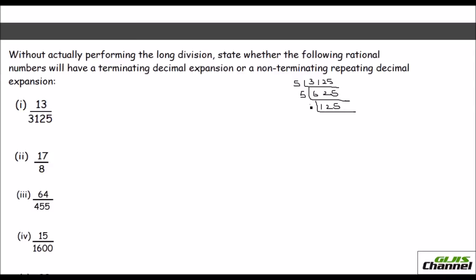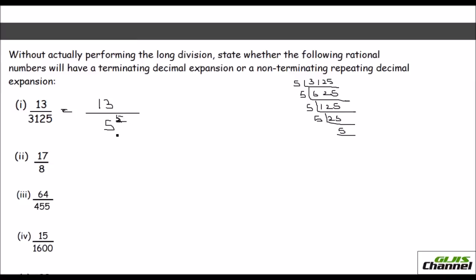Dividing it by 5 again, I get 25. So 25 is 5 again. I divide and this is 5, so I can stop here. So this could be written as 13 over 5 raised to 5, right? In the denominator it is 5 raised to 5, 5 times. So 5 raised to 5.